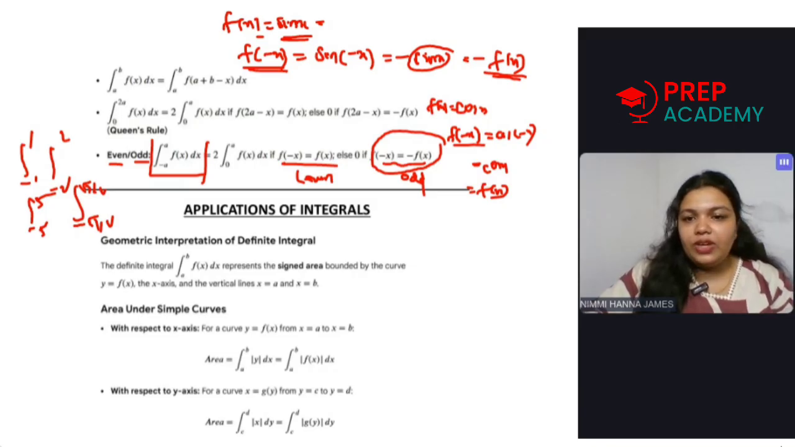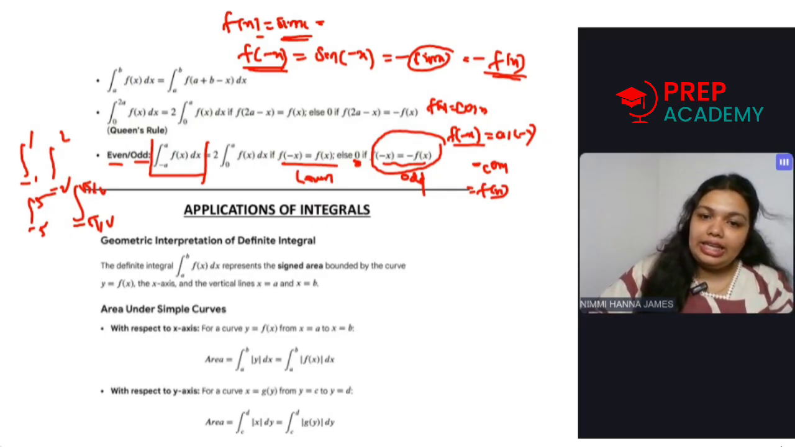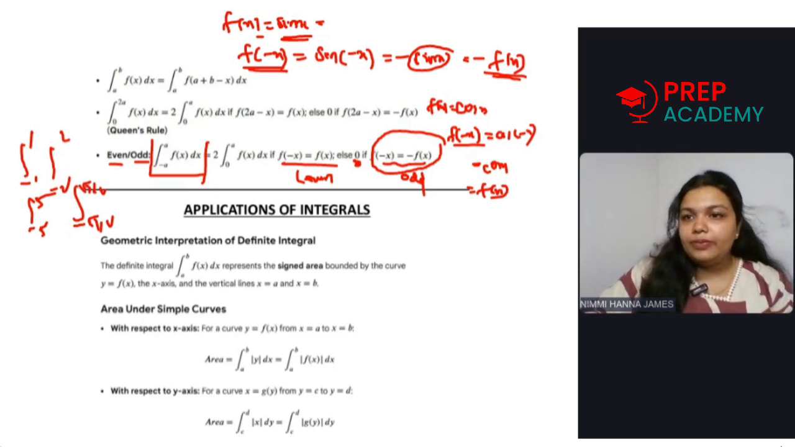So if the function is an odd function, the integral value is 0. No need to check anything, the integral value is 0. If the function is even, then you can change the limit from minus a to a, you can just change it to 0 to a, and it is 2 into integral 0 to a. Okay, got it?